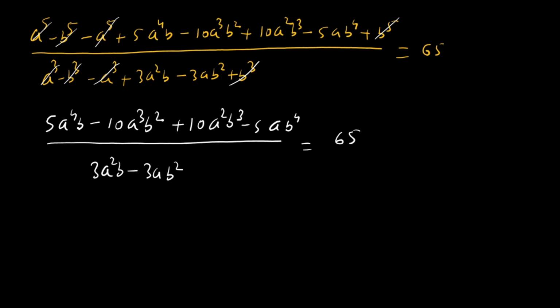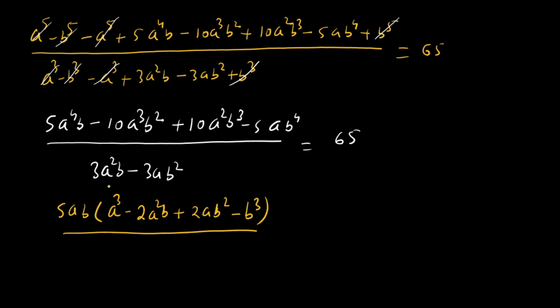In the numerator, if we take 5ab common, then we get a^3 (10a^3 b^2 divided by 5ab gives 2a^2 b), plus 10a^2 b^3 divided by 5ab gives 2ab^2, and minus 5ab^4 divided by 5ab gives b^3. And divided by, look carefully at this part, if we take 3ab common, then you will get a − b, and this is equal to 65.